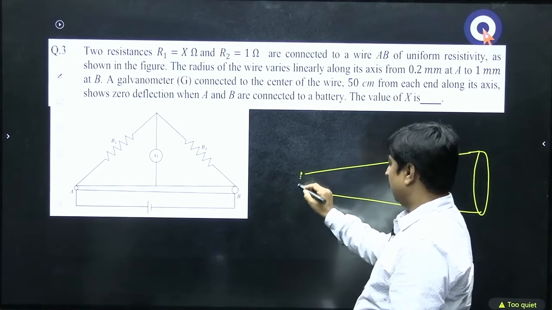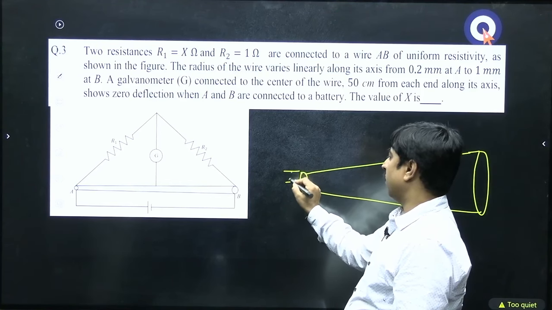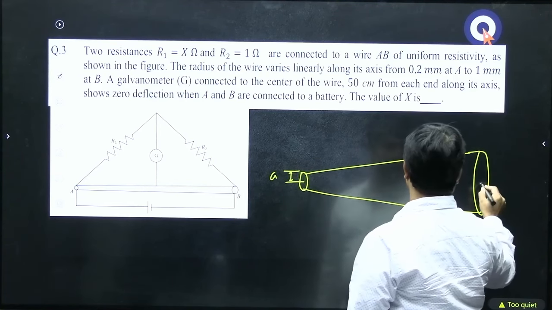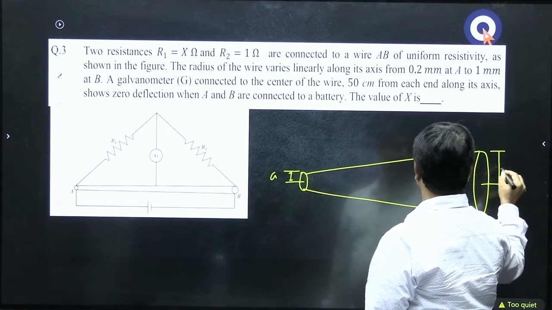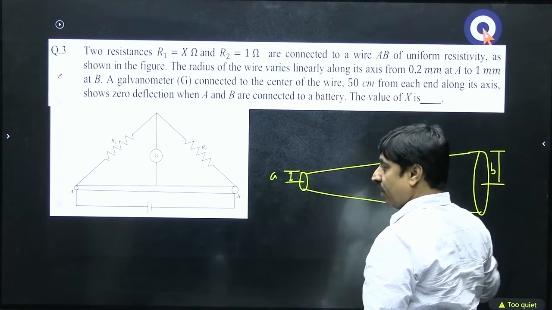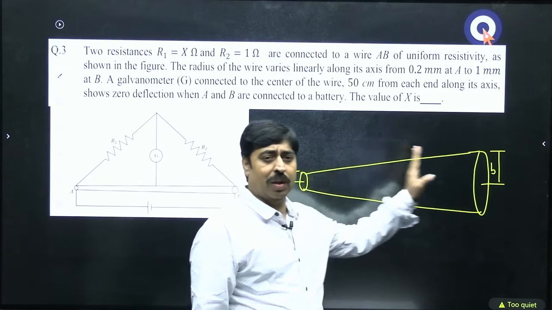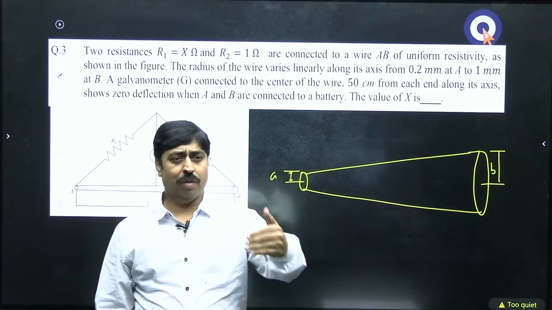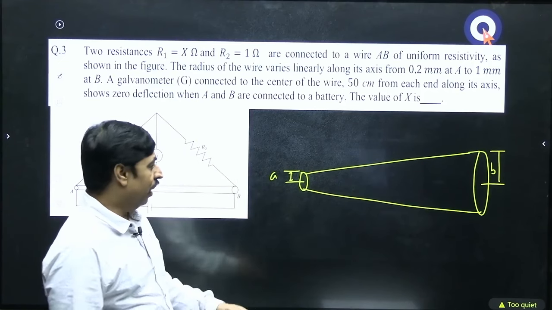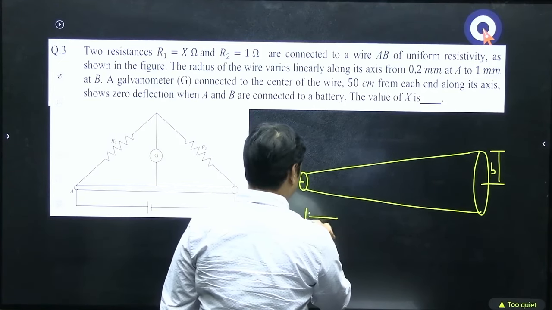The question says that the radius of the wire changes from A to some other value B, and it increases linearly from this end to this end. So, as one moves from one end of the wire to the other end, the radius keeps on growing. It increases linearly with this distance x.